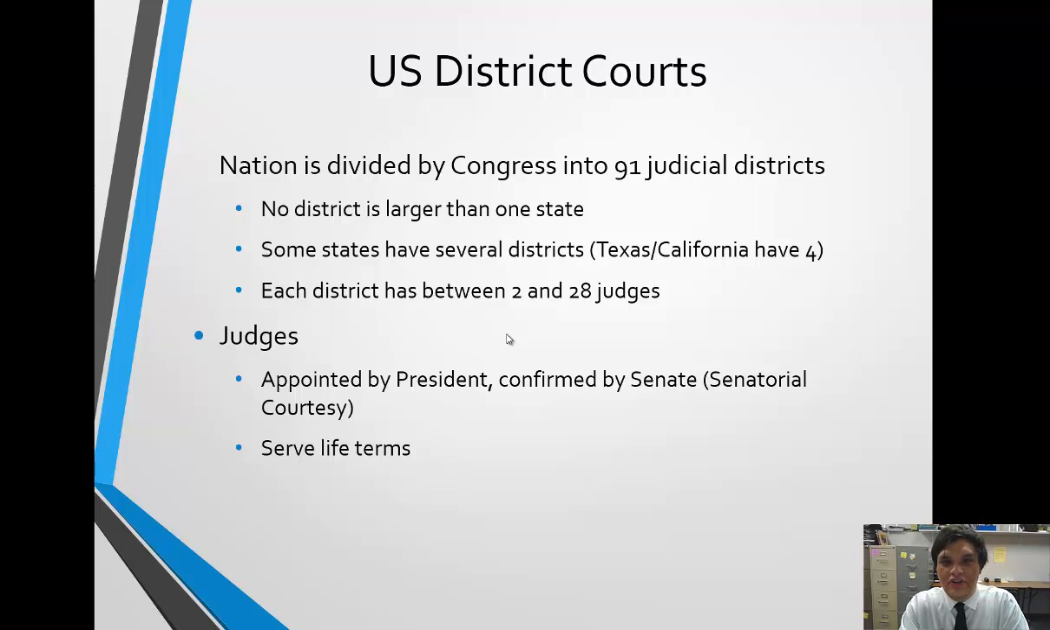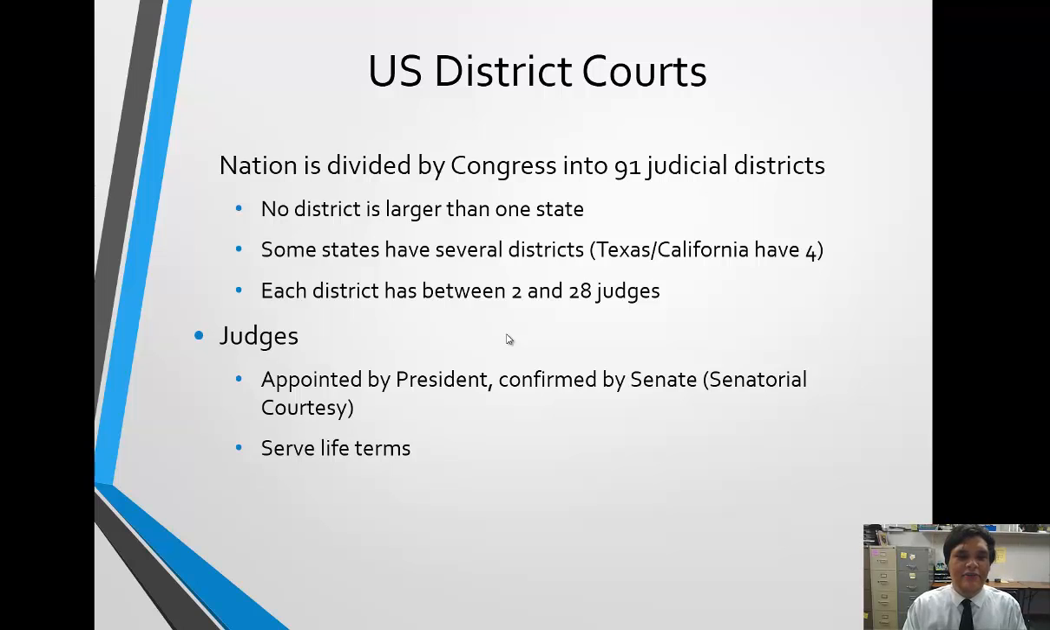These judges serve life terms as well. So if you're a federal judge, you have it pretty well made. You have life terms, and you get a pretty nice salary to boot, and your position is not vacant until you decide to resign. Or die, I guess, as well.